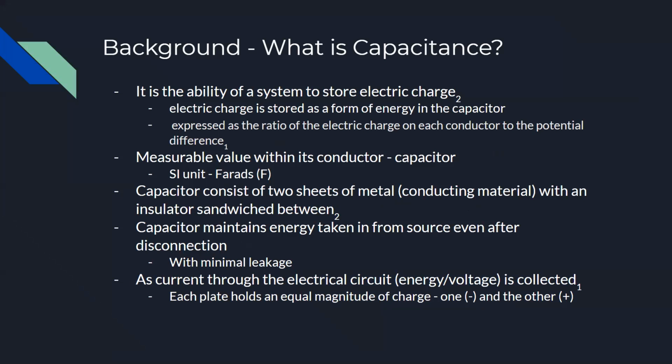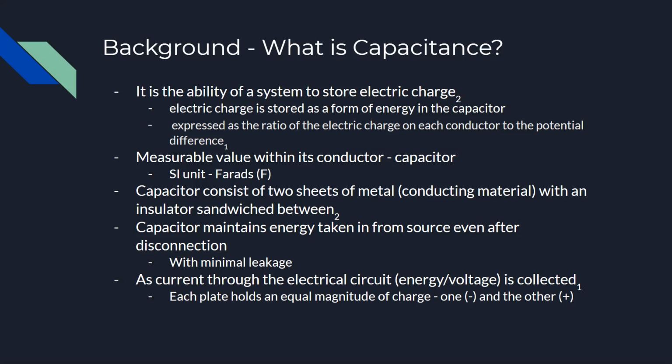Capacitance is a measurable value within its conductor known as a capacitor, and its SI unit is the farad, denoted as capital F. The capacitor consists of two sheets of metal, which is conducting material, with an insulator sandwiched in between. This insulator can be anything, such as cardboard, paper, plastic, anything of that nature. It also maintains energy taken in from the source even after disconnection, although there's some minimal leakage when unplugging the battery from the capacitor plates.